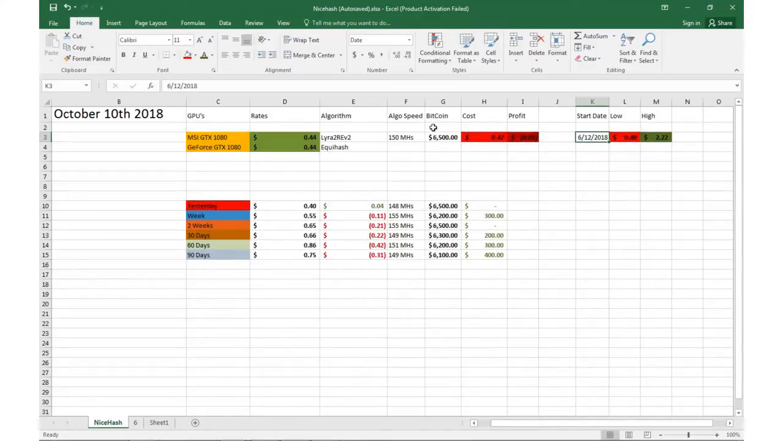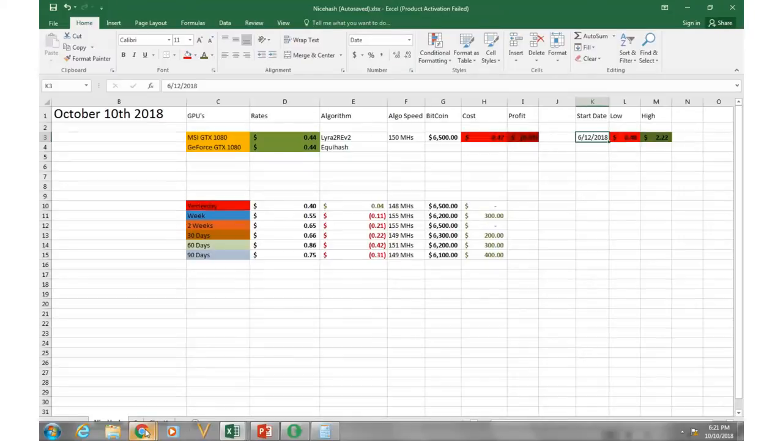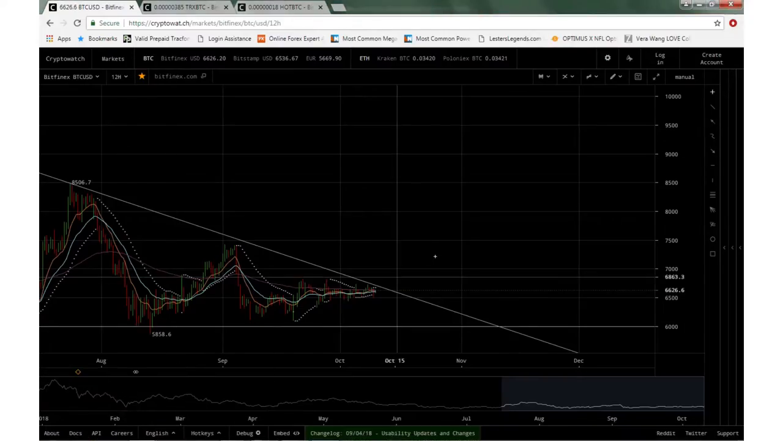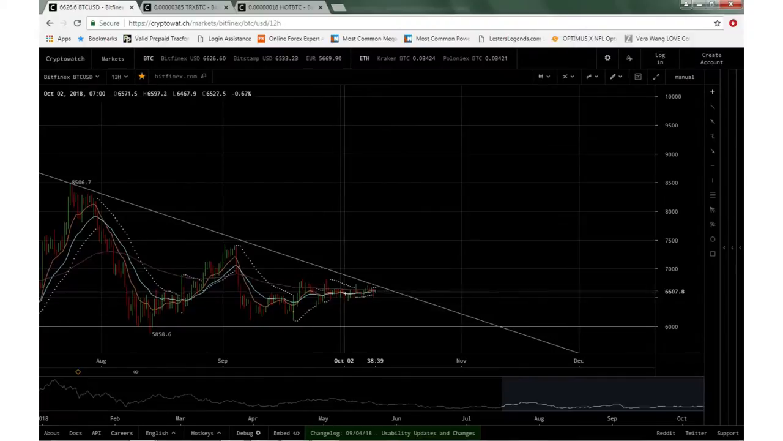So like I said, the price of Bitcoin is right around 6,500, kind of right around the same mark. That's where Bitcoin is fluctuating right now. If you look at the chart, we're still stuck in this little wedge right here, so it's kind of slowing down. I'm not sure what's going to happen.